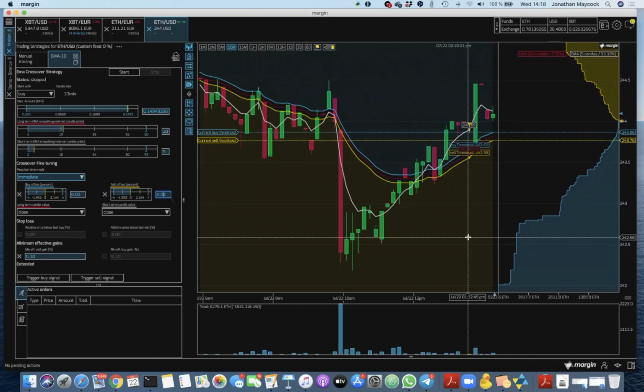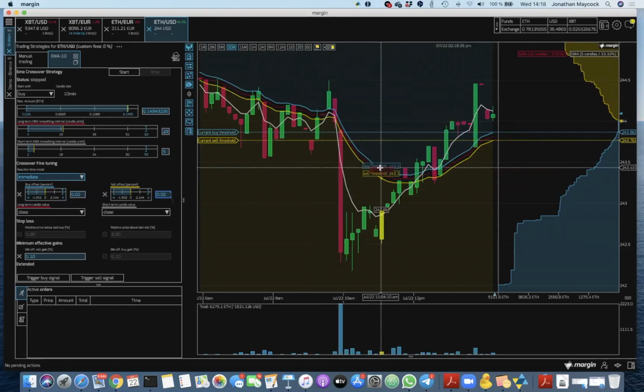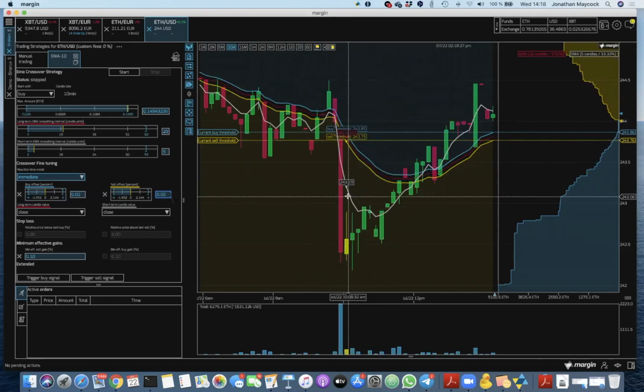And when we're in buy mode, it has to cross over this buy offset threshold, which is this buy line. And they straddle basically the long-term EMA line. Okay.